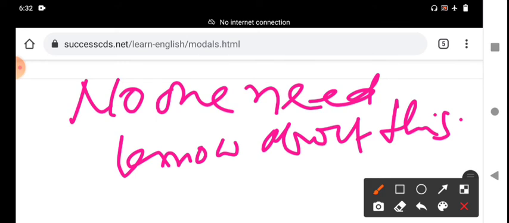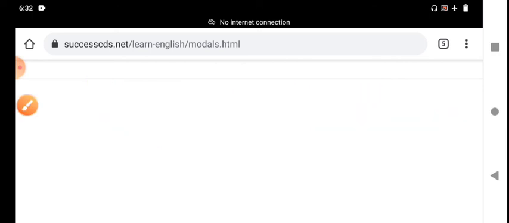In positive, these words: no one, never, nothing. These follow in an affirmative sentence. In an affirmative sentence, these follow. And the need is as a main verb. We are discussing here as a modal verb.